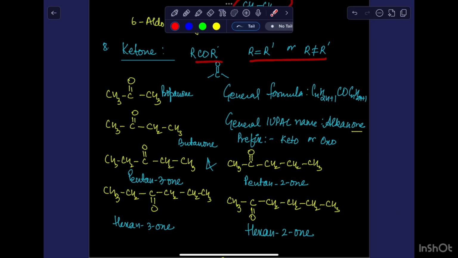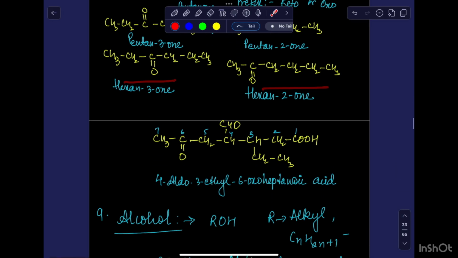Next is ketone, RCOR'. Both the R can be same. If they are same, we'll call them symmetrical ketone. If they are not, we'll call them unsymmetrical ketone. General IUPAC name is alkanone. So we have propanone, butanone, but when we have pentane, there can be two cases, pentan-2-one and pentan-3-one. Similarly, in hexane also we can have two cases.